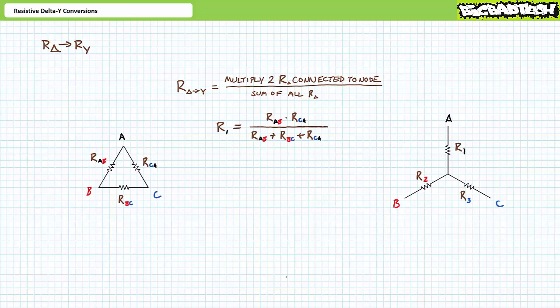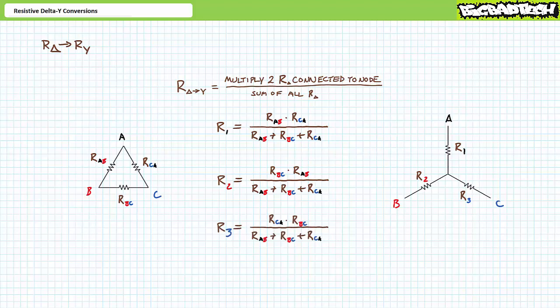To solve for R1 connected to node A, we would multiply the two delta resistances connected to node A. This would be RAB and RCA. Then we would divide it by the sum of all three delta resistance elements, RAB plus RBC plus RCA. Similarly, to solve for R2 connected to node B, we would multiply the two delta resistance elements connected to node B, in this case RBC and RAB. Then we would divide it by the sum of all three delta resistance elements, RAB plus RBC plus RCA.